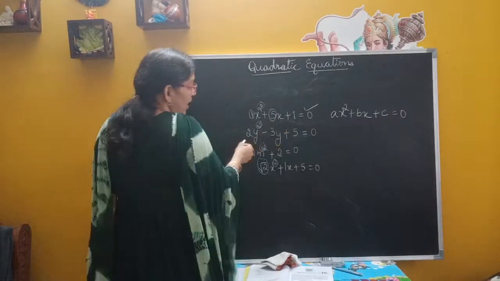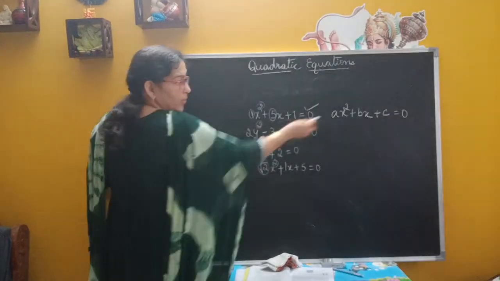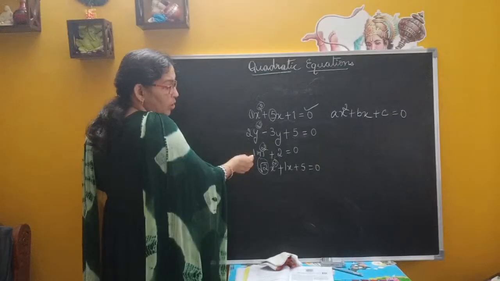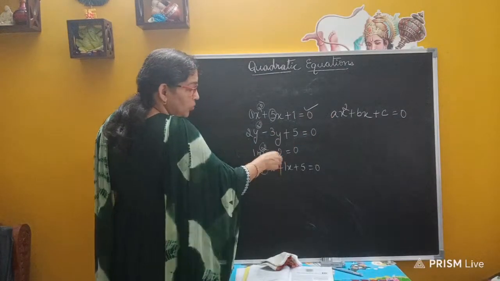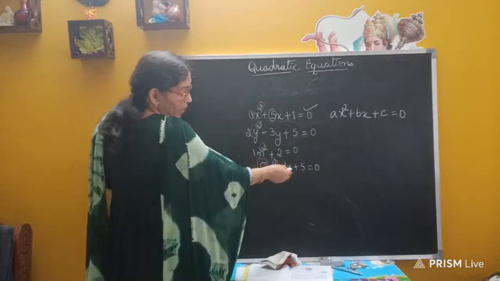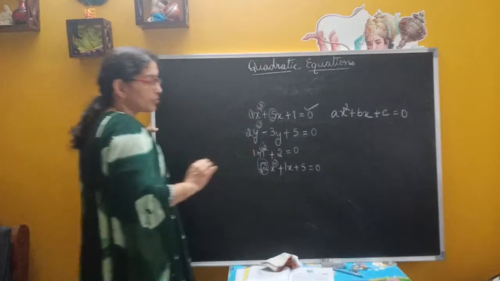Now what is a here? A is equal to 2, b is equal to minus 3, c, the constant, is 5. Here a is equal to 1, we don't have b, and c is equal to plus 2. Here a is equal to root 2, b is equal to 1, c is equal to the constant 5.